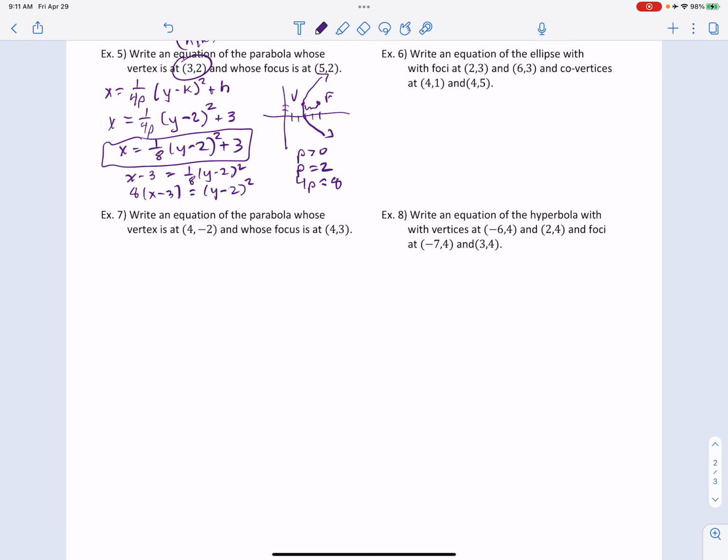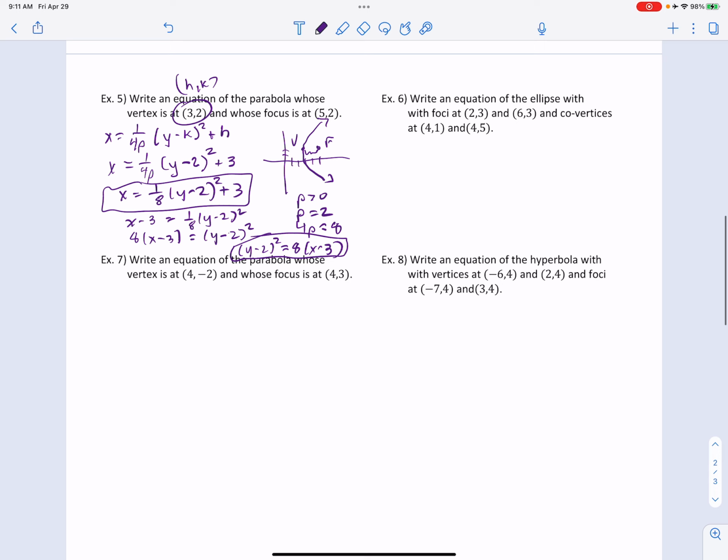And then they will write the squared term on the left and the 8 times x minus 3 on the right. That fits the form that they gave us in the notes. So you might have to rearrange yours to check your answer with the back. I'm okay with either form.